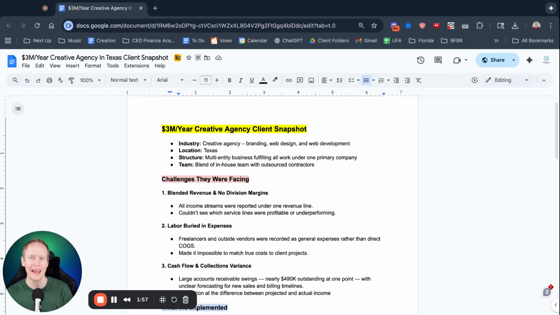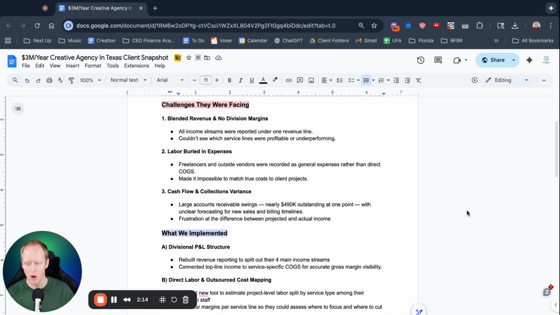And then they had significant cash flow variances versus what they were forecasting. They had this great projection, but as the year went along, it was like, hey, I actually have no clue why the money isn't coming in the way it should be. Why is this? And why do things look so dire? So what did we implement?